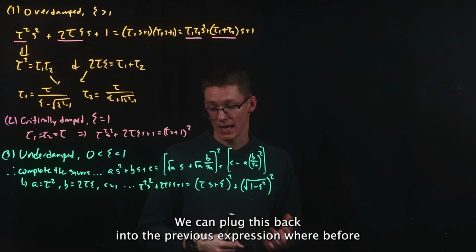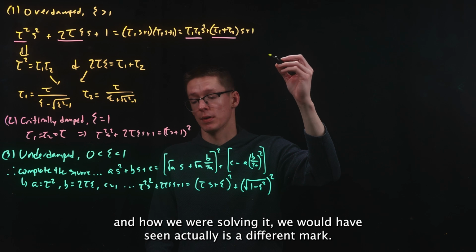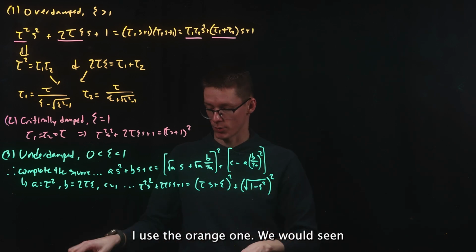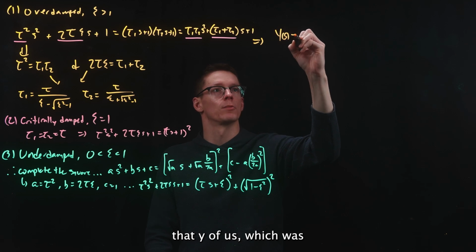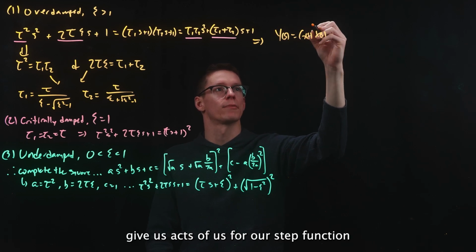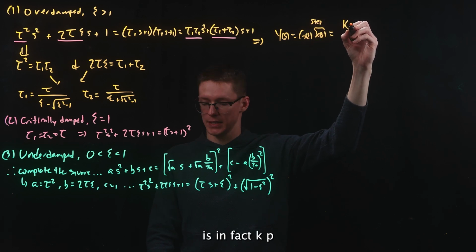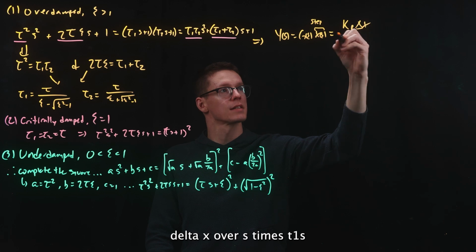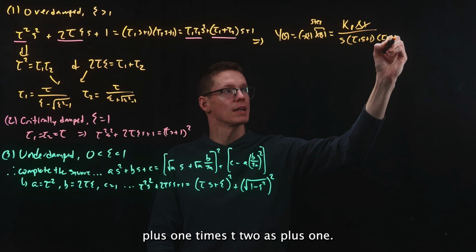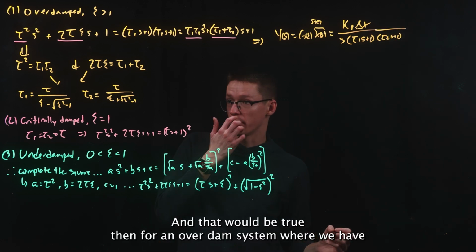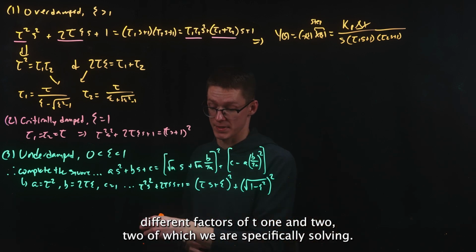We can plug this back into the previous expression where before, in how we were solving it, we would have seen, I'll actually use a different marker, I'll use the orange one. We would have seen that Y of s, which was G of s times X of s for our step function, is in fact Kp delta X over s times (t1 s plus 1) times (t2 s plus 1). And that would be true then for an overdamped system where we have different factors of t1 and t2 of which we are specifically solving.